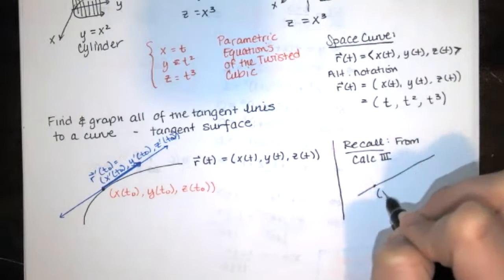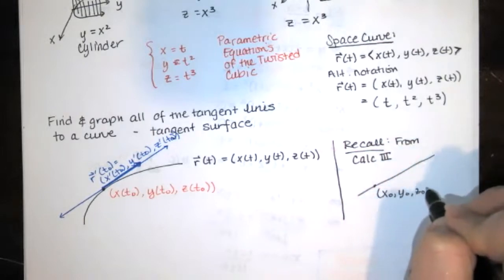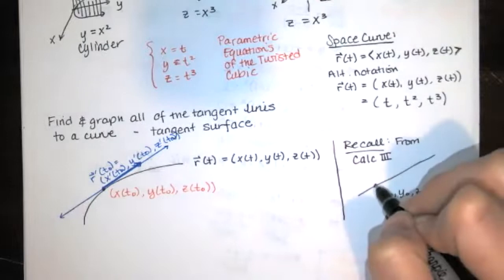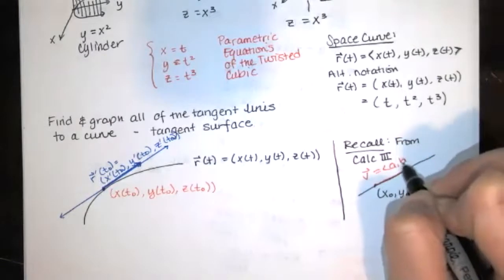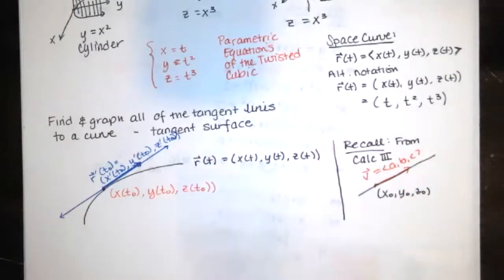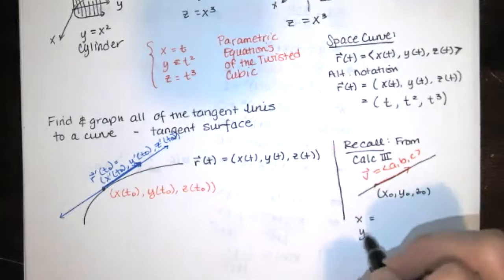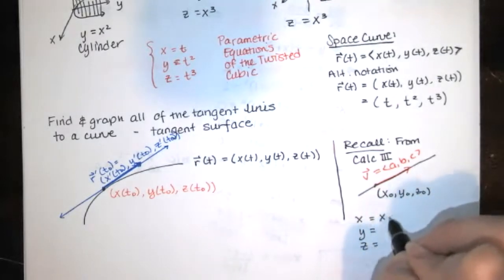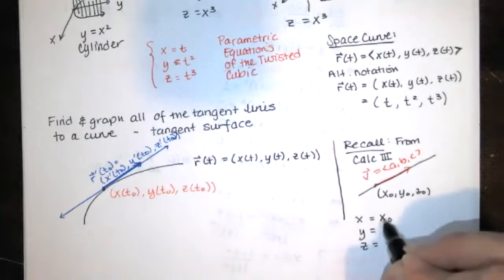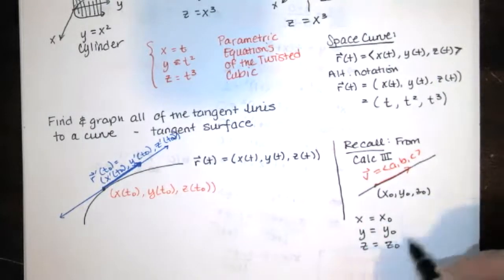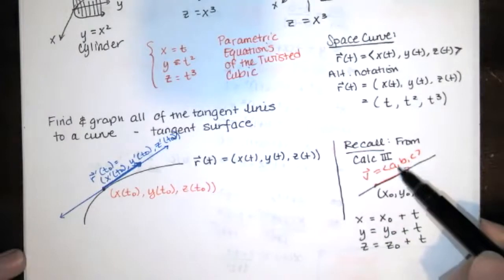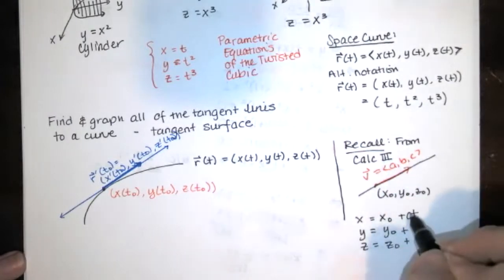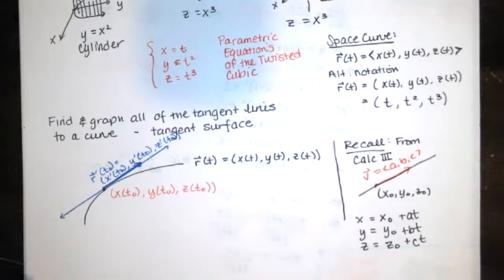If we have a line that passes through the point x naught, y naught, z naught, and that line has a direction vector v given by components a, b, and c, it turns out that the parametric equations are: x, y, and z start at x naught, y naught, and z naught. And then we add some parameter t times the components in the x, y, and z direction. So we're going to have an at here, a bt there, and a ct there.